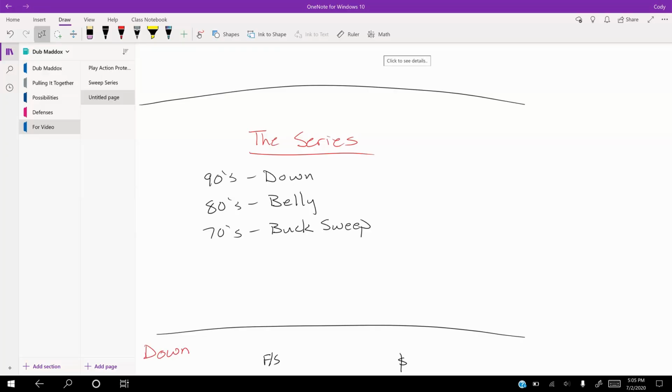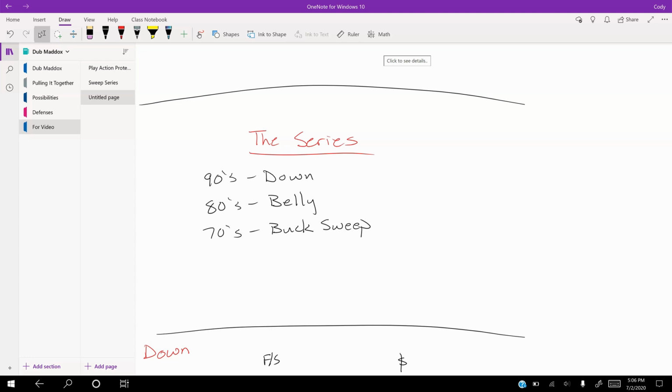So the basic series, and there are more series than this, but these are the 3 series that pretty much every wing tee team has. They may number them differently, but this is the way we numbered them at my high school when I played back in the day, and it was really our bread and butter.